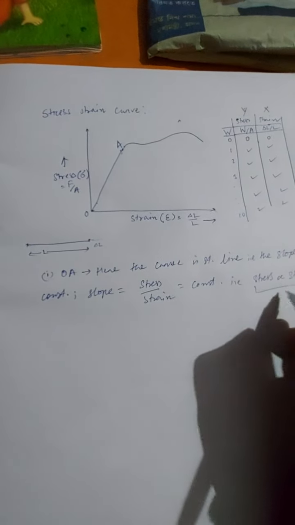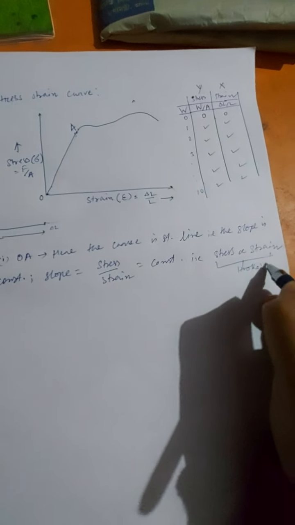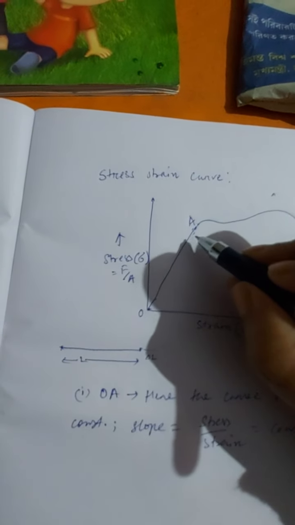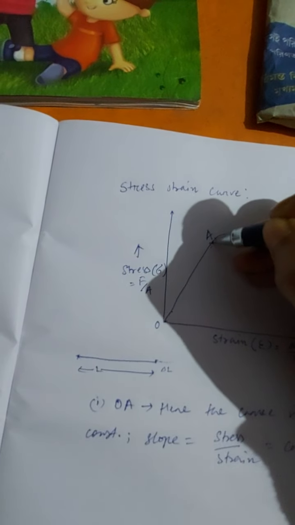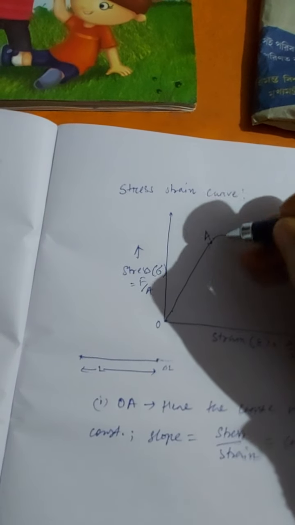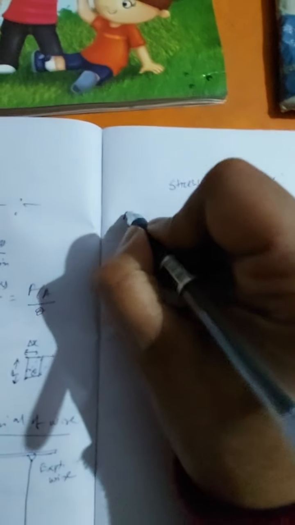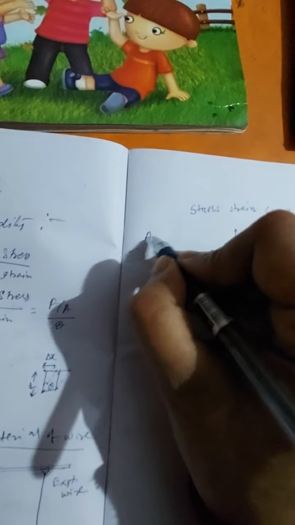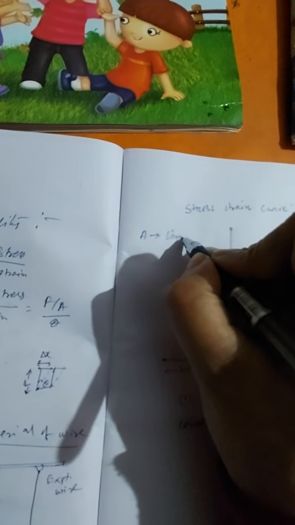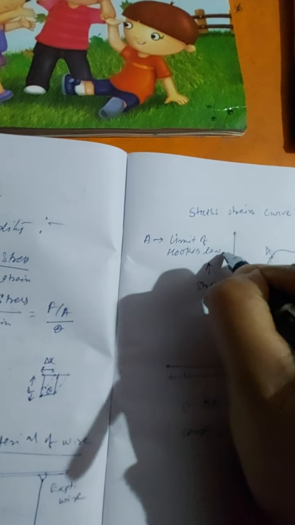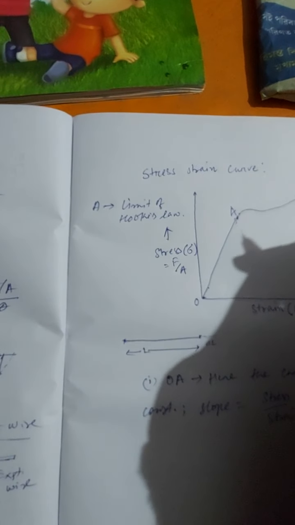So this is Hooke's law. In this region from O to A, Hooke's law is followed, and this point A, till which Hooke's law is followed, is called the limit of Hooke's law.